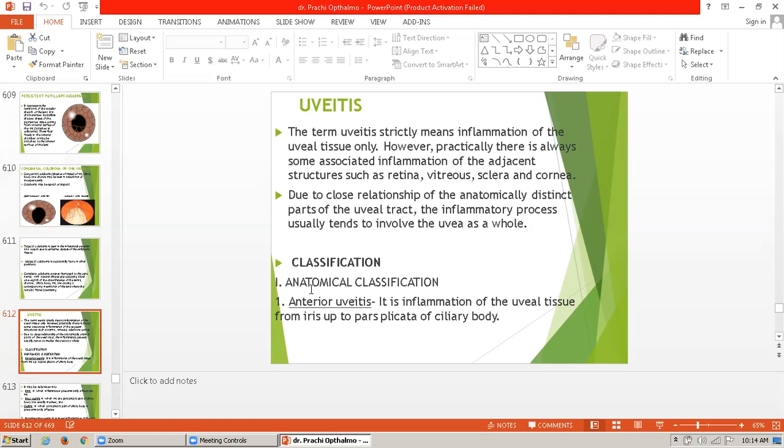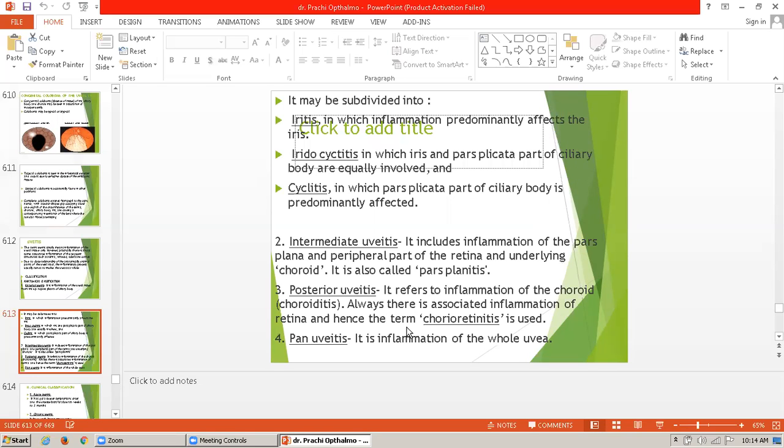Classification. First one is the anatomical classification. In that, first is anterior uveitis. It is the inflammation of uveal tissue from the iris up to the pars plicata of the ciliary body. It may be subdivided into iritis, in which inflammation predominantly affects the iris, and iridocyclitis, in which the iris and pars plicata part of the ciliary body are equally involved, and cyclitis, in which the pars plicata part of the ciliary body is predominantly affected.